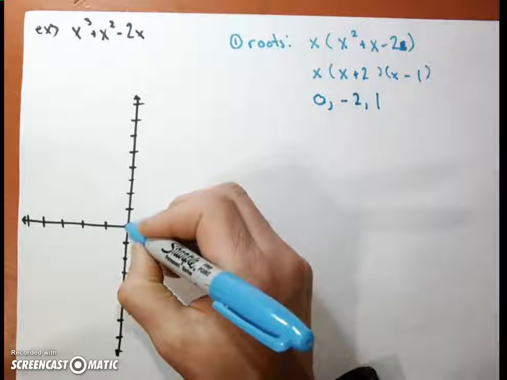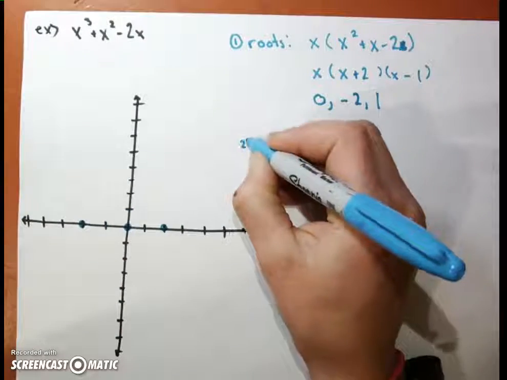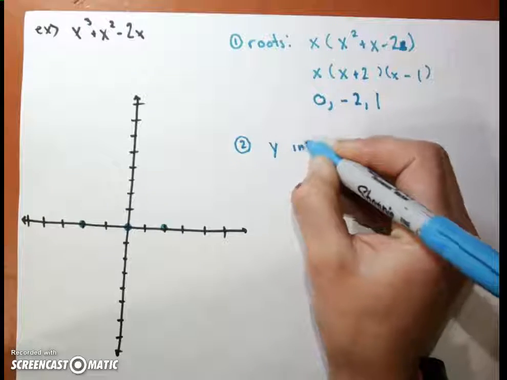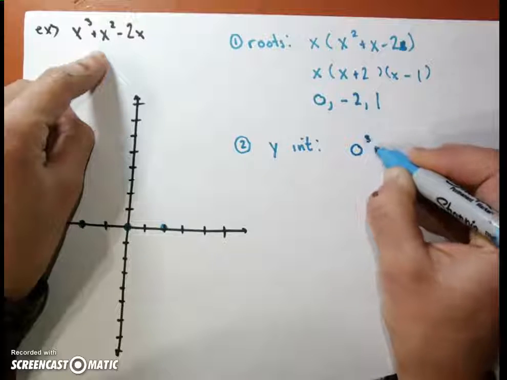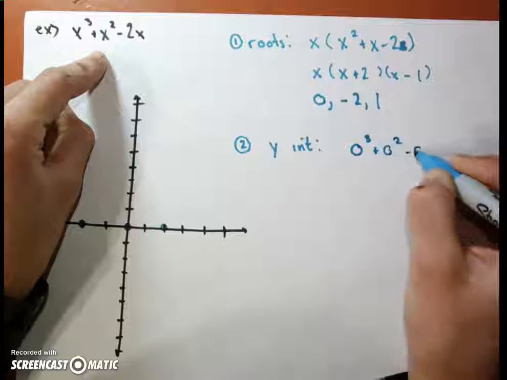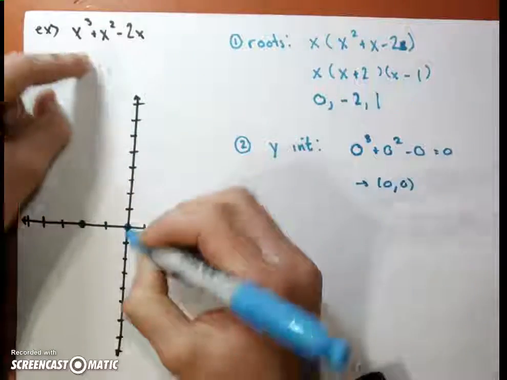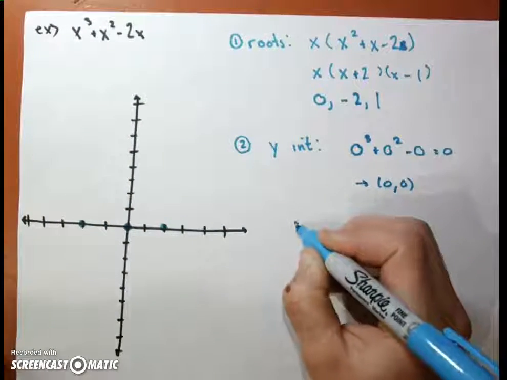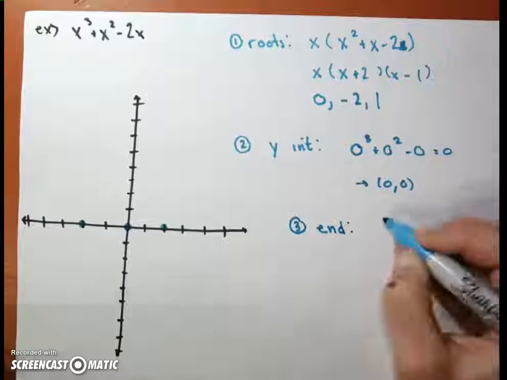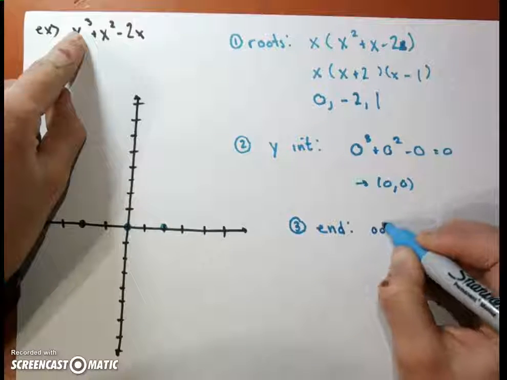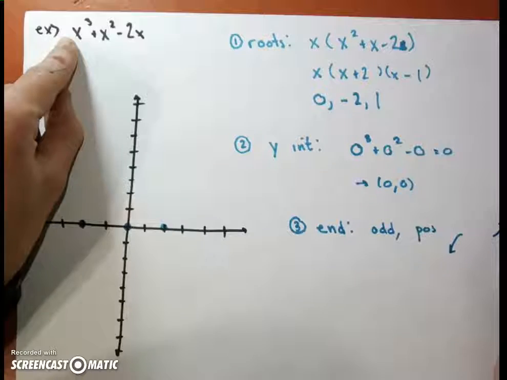So I'll plot those as x-intercepts. Step 2 is to find the y-intercept. So I do that by plugging in 0 into my equation. And that's 0. So the y-intercept is just (0, 0). I've already got that one plotted. Step 3 is end behavior. So I have odd degree, positive leading coefficient, so it's going to look like this.